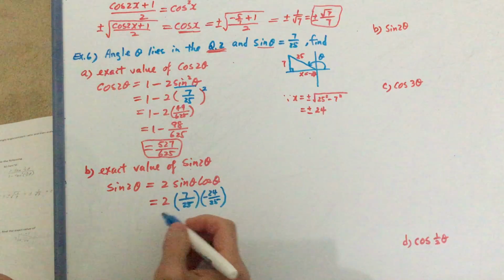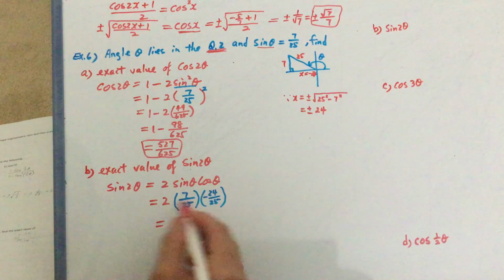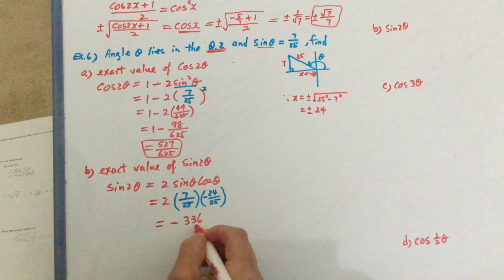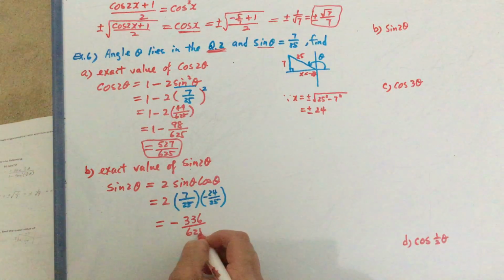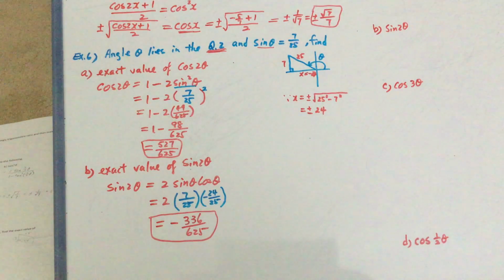And so when you work this out, it has to be a negative 336 over 625. And I think this cannot be reduced further. So this is going to be your final answer.